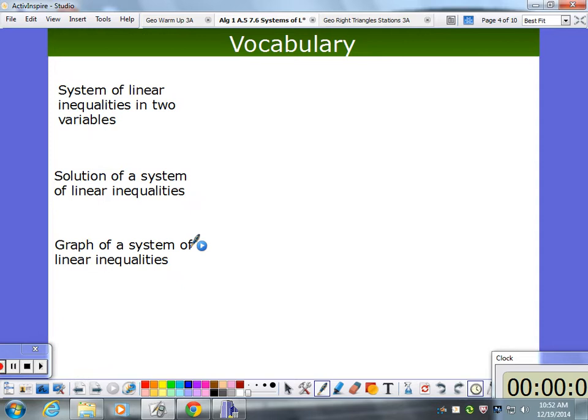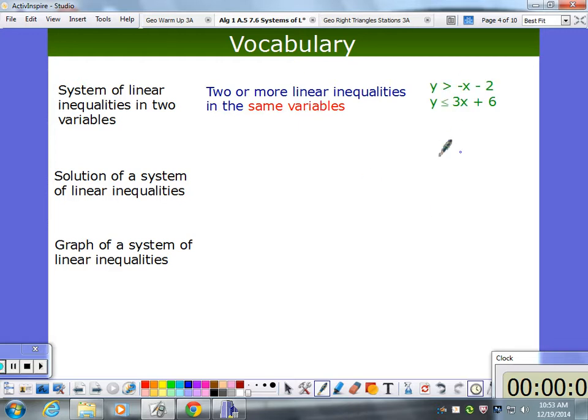Okay. Some vocabulary. What is a system of linear equations in 2 variables? That's 2 or more linear equations with the same variables. So just like with systems of equations, the x's and y's mean the same thing in all the different inequalities. Here's an example. y is bigger than negative x minus 2, y less than or equal to 3x plus 6. It's a linear system of inequalities.